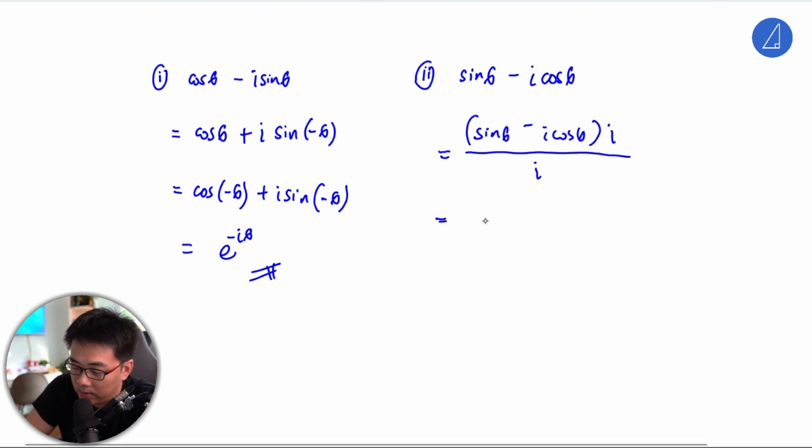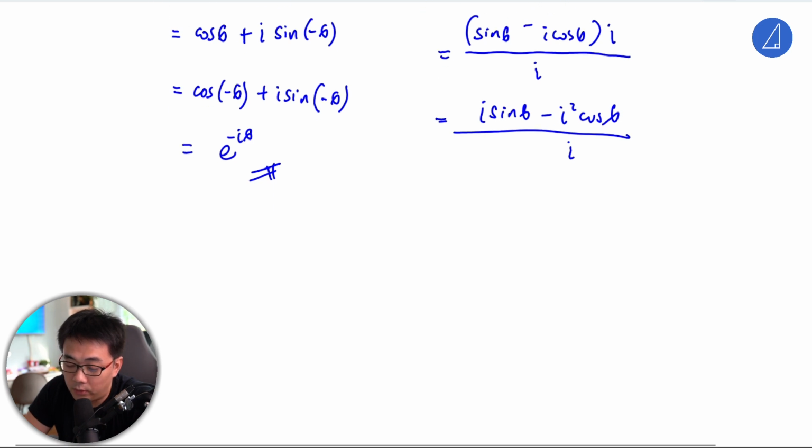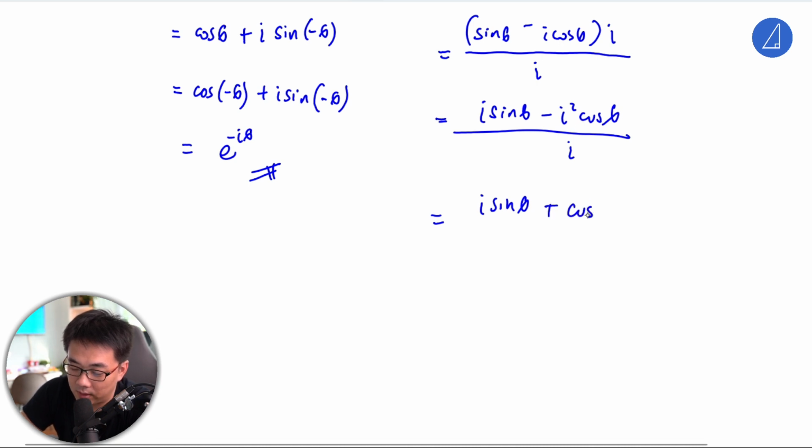Then the top will be sine theta i minus i squared cosine theta. There's an i here, so I can multiply by i again to rationalize the denominator. I could do that, or I can just change it to exponential form. So let me just show you. This will be positive, so it's i sine theta. This will be negative, so this is positive cosine theta.